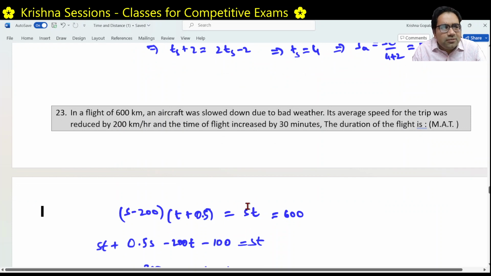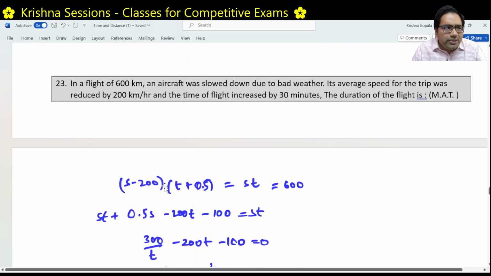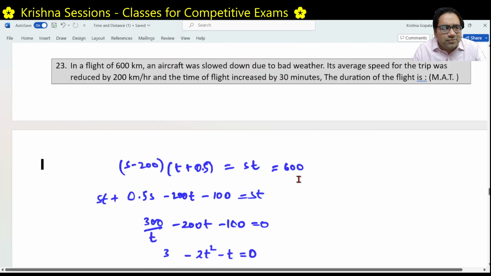Then that speed into that time is equal to 600 kilometers. Now what is it saying? The ideal speed is reduced by 200. That means s minus 200. And then the time is increased by 30 minutes. 30 minutes is half an hour, right? Let's assume t is in hours only. So t plus 0.5. And this t also will be in hours only. If we were doing t plus 30, then we would have to do t plus 30 by 60. But in this case, we are directly taking it in hours. So s minus 200 into t plus 0.5 is equal to st is equal to 600. The total distance will remain same.